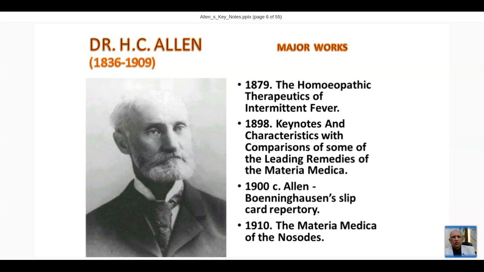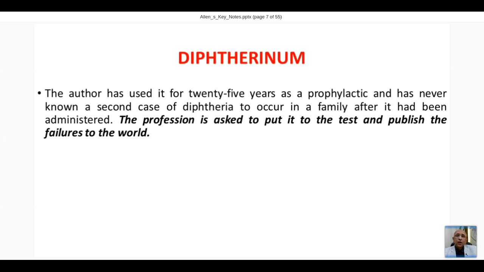One more thing everyone must know is that he treated an epidemic of diphtheria with Diphtherinum, and he was so confident in using it that he used it on a great many people. He asked the profession to put it to the test and publish the failures to the world. He was so confident that there would be no family that suffered after giving Diphtherinum to the patient. That is one aspect we must learn from Allen: he treated an epidemic with the help of Diphtherinum.